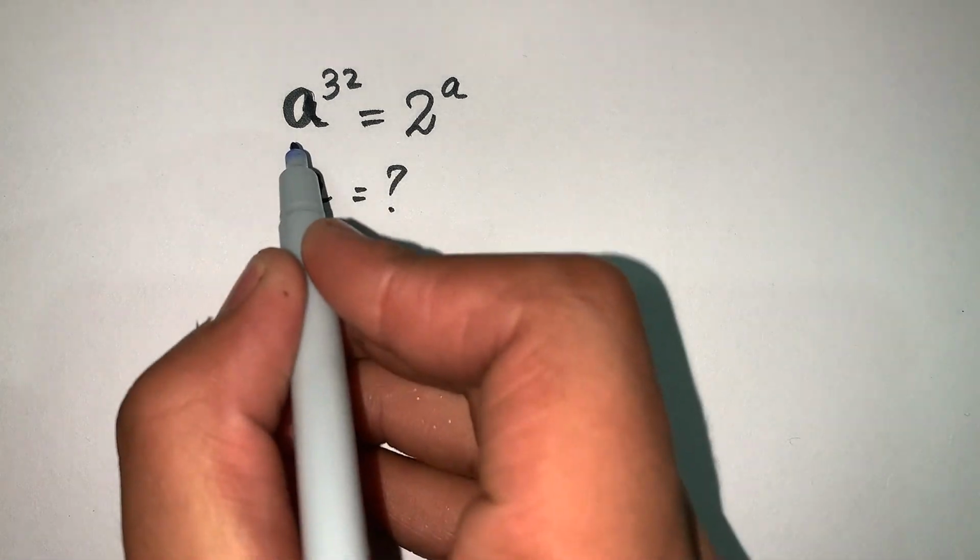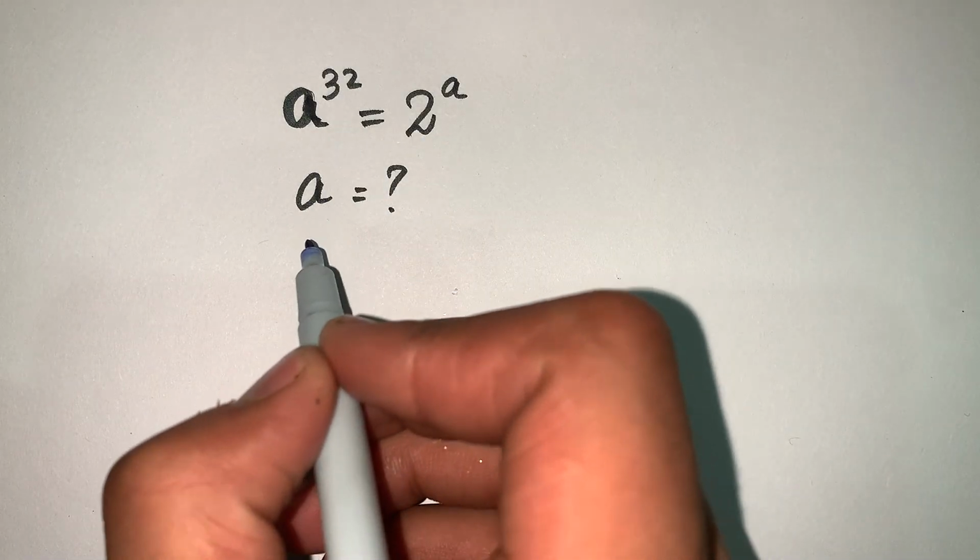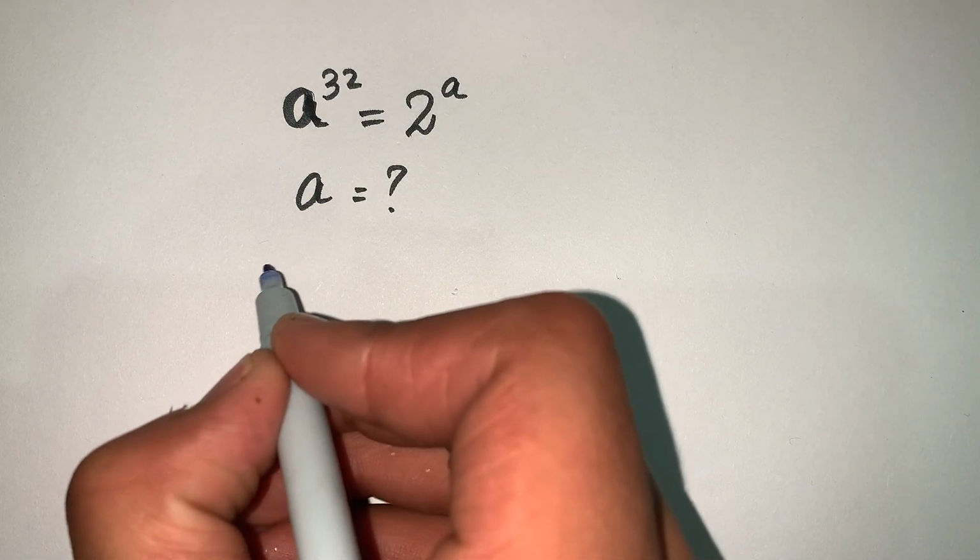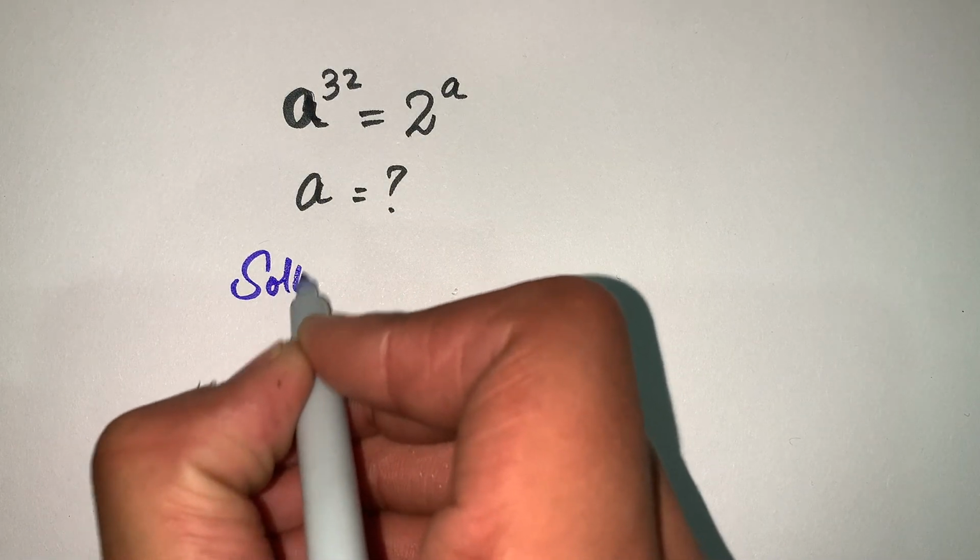In this question we solve a to the power 32 is equal to 2 to the power a. We are finding the value of a. Let's start the solution of this question.